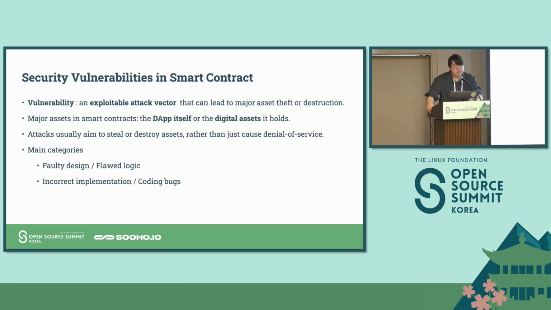In normal software, a bug might crash an app. But with a smart contract, a bug might move funds to the wrong place or let an attacker drain funds. This means that attacks target value, not just availability. We broadly group issues into two main categories: flawed design and incorrect implementation. Design flaws live at the business logic level, and in contrast, implementation bugs live at the code level.